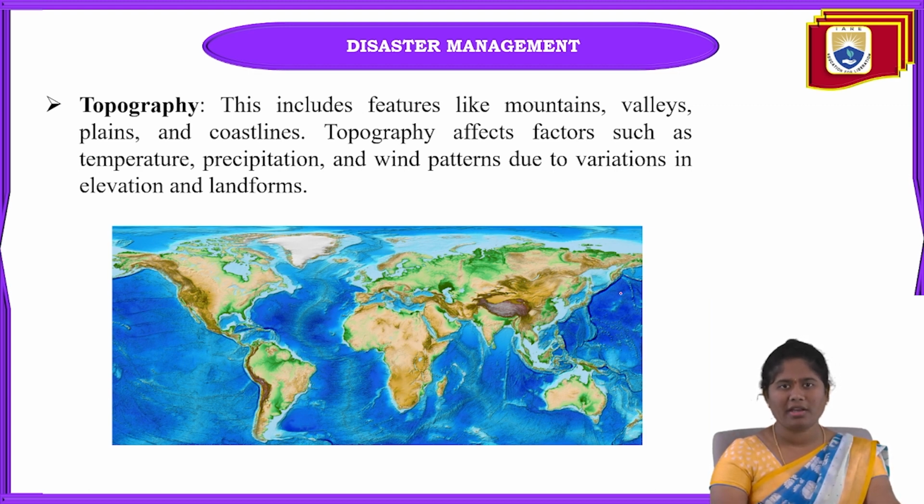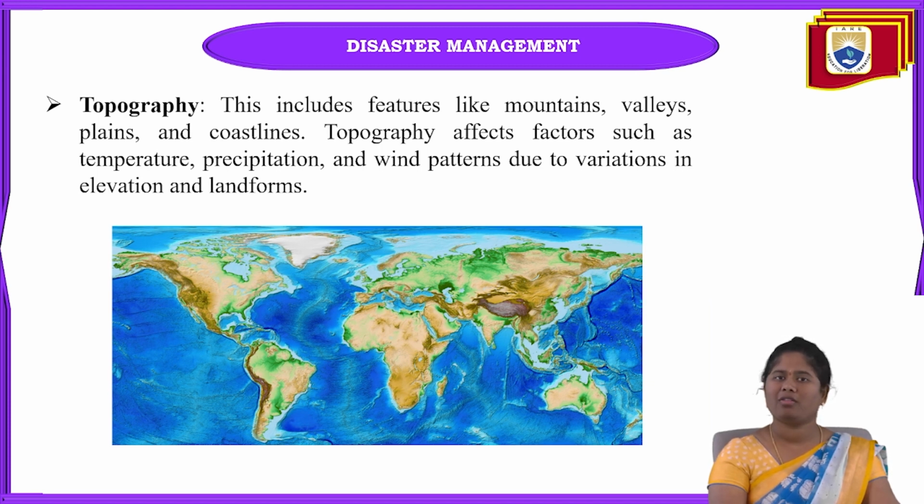In this geoclimatic condition, the first one is topography. What does topography mean? Here you can see, topography is nothing but the overall features of the earth. In those features there will be mountains, valleys, plains, coastlines, etc. Okay, that is nothing but the overall features of your earth surface.